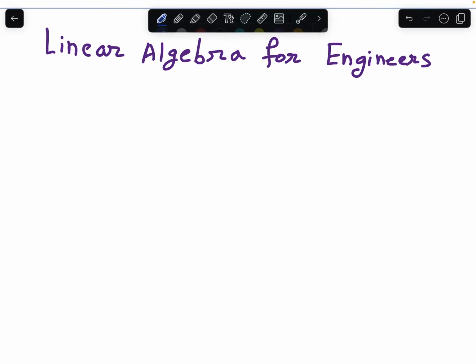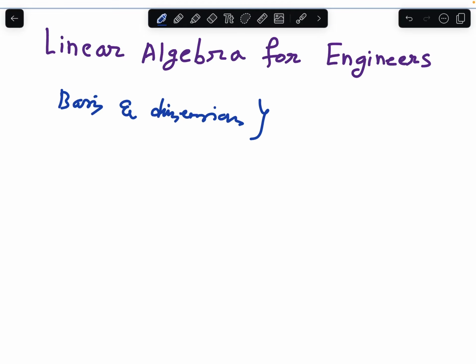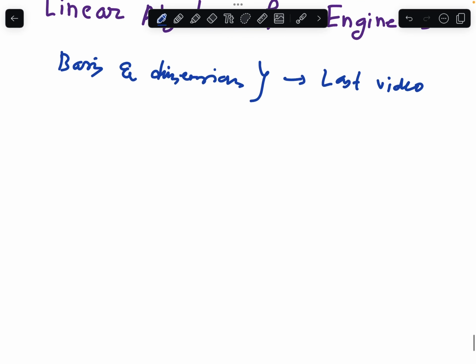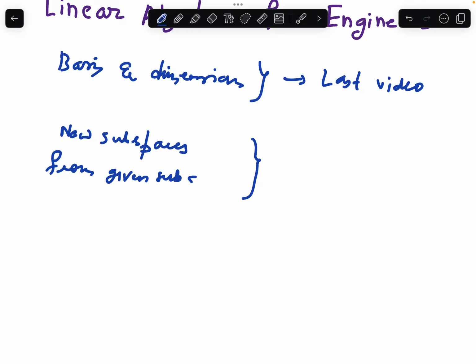In the last video, we discussed some properties related to basis and dimensions. This was the content of our last video. In today's video, we'll be learning how to form new vector spaces from given subspaces. This will be the content of this video.